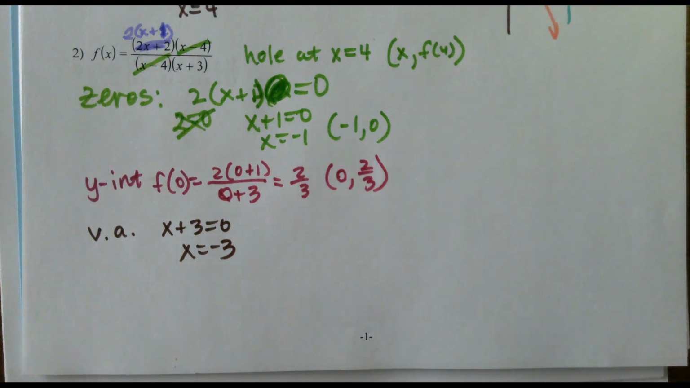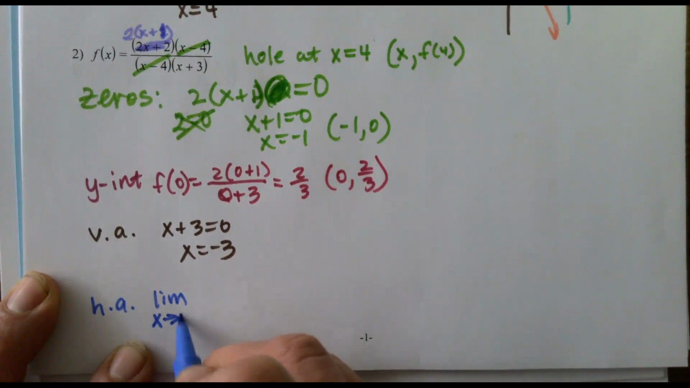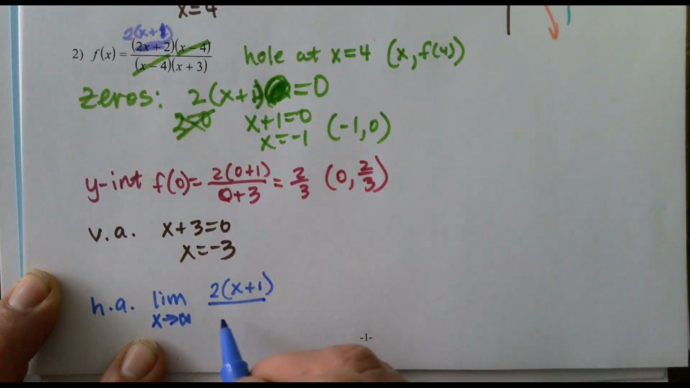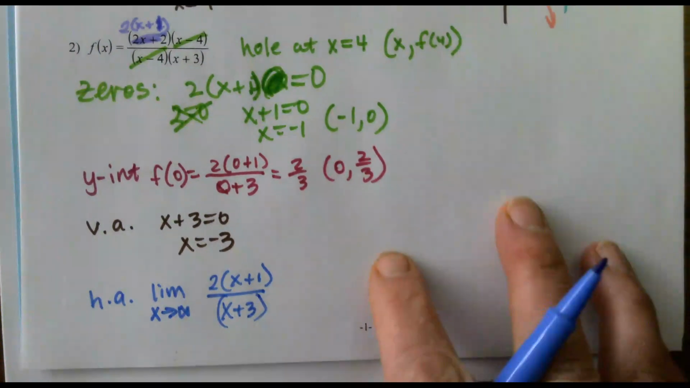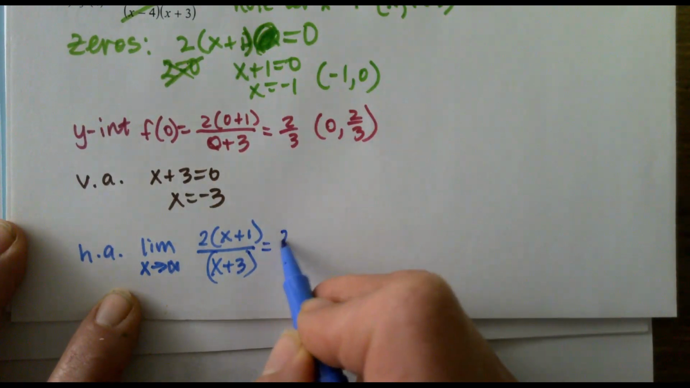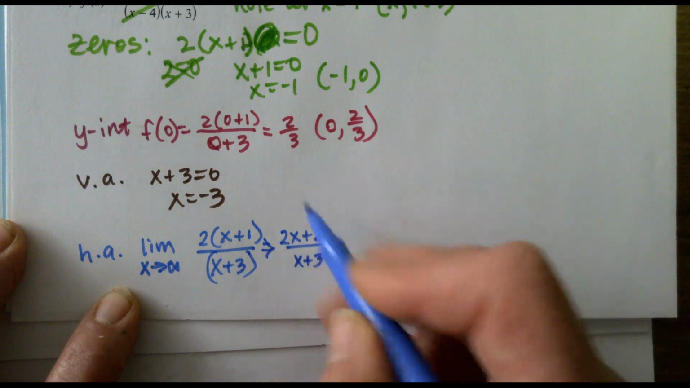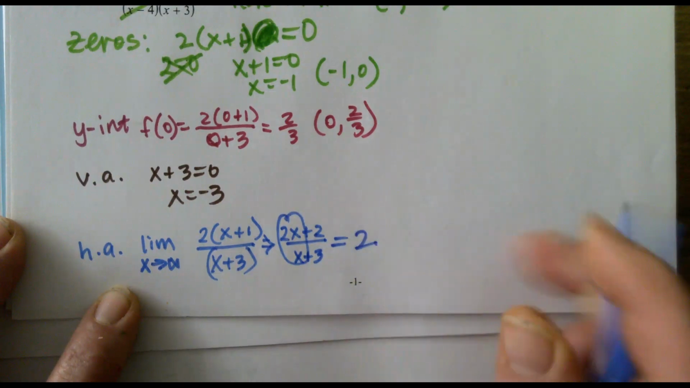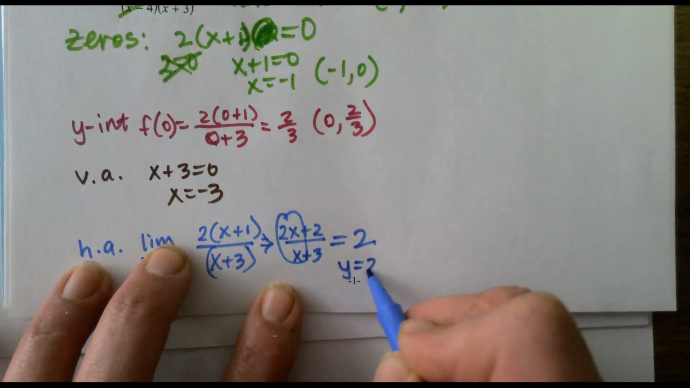And I'm going to find my horizontal asymptote. And that is the limit as x approaches infinity of 2 times x plus 1 over x plus 3. I do need to remember that this is 2x plus 2. I know I factored it earlier, and x plus 3, because that 2 is attached to the x, making my limit 2. So y equals 2.